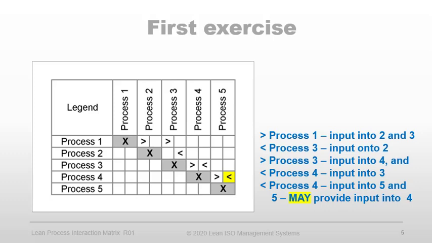Process 3 provides input into process 4, and process 4 provides input into process 3. Process 4 provides input into process 5, and process 5 shows a yellow pointer to process 4. The highlighted pointer is the designation of a conditional interactions that I mentioned earlier. When a process may relate to another, we will highlight the pointer. In this case, the highlighted left arrow shows that process 5 may provide input into process 4.